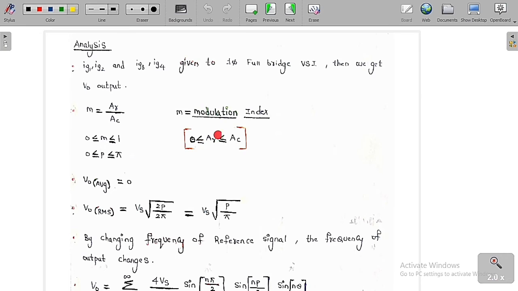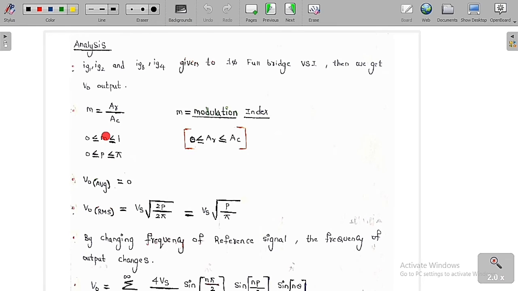So this is the range of the AR. If AR is less than AC, it means definitely M is less than 1. So therefore M is going to lie between 0 to 1. And if M lies between 0 to 1, the pulse width is going to lie between 0 to pi. Suppose if M is equal to 1, we are going to get P is equal to pi. If M is equal to 0, we are going to get P is equal to 0.